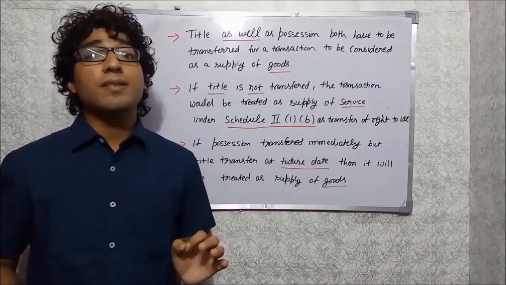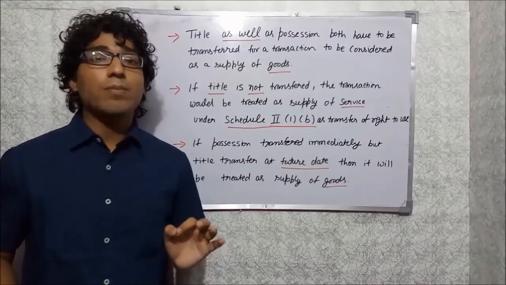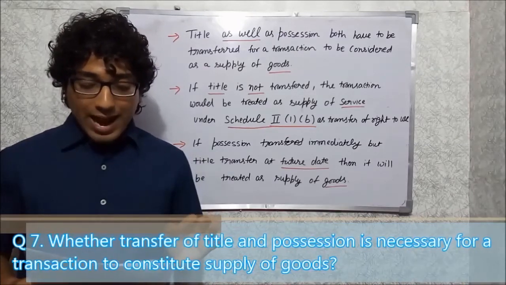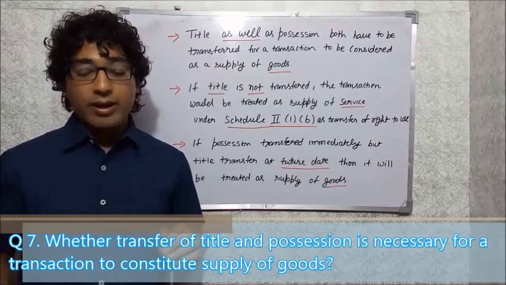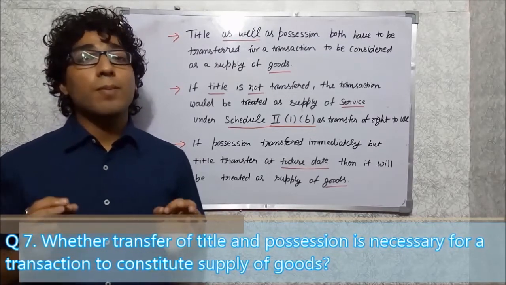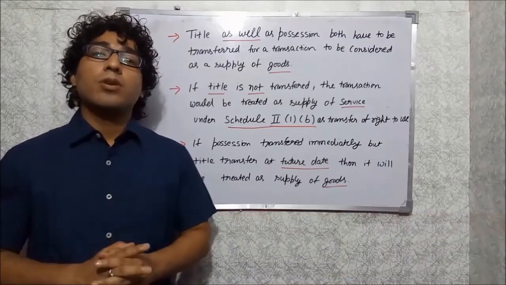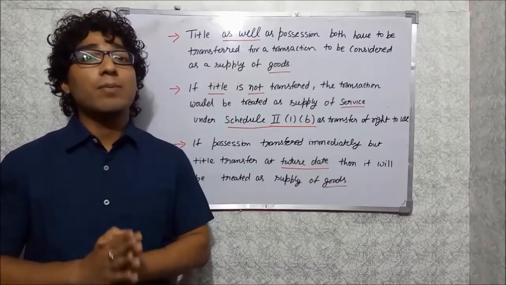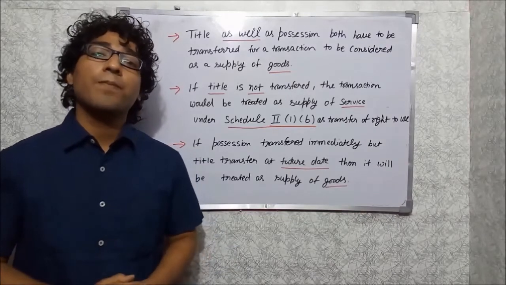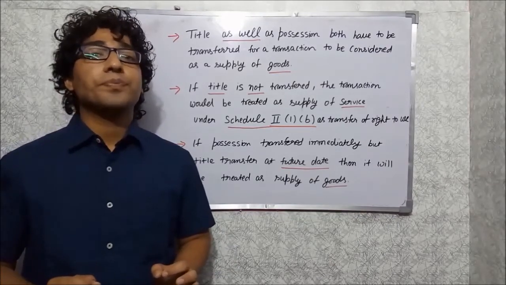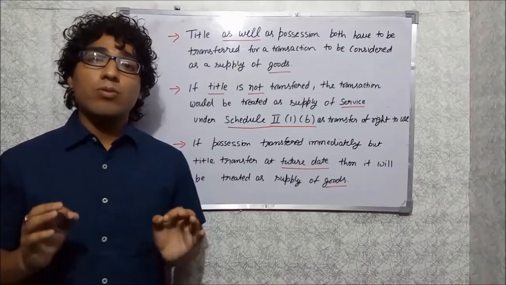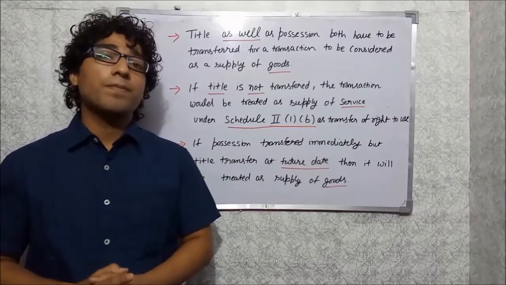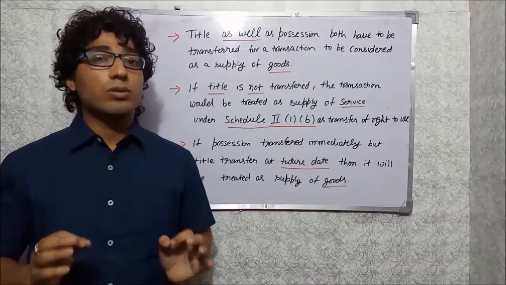And the next question is related to the transfer of title and possession. The question is whether transfer of title and possession is necessary for a transaction to constitute a supply of goods. To constitute a supply of goods, you have to transfer both the title and the possession. Before we can say that the activity is a supply of goods, we have to transfer both the title and the possession.